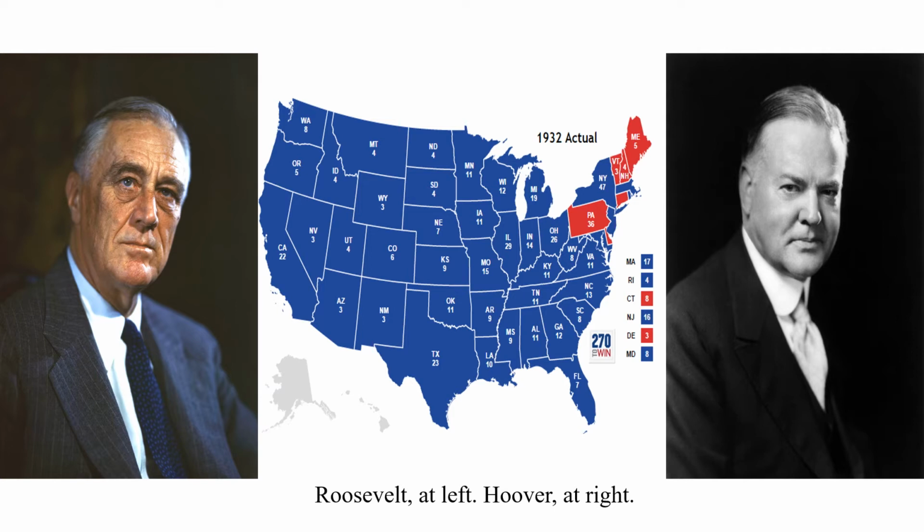FDR was also physically disabled, having lost the use of his legs, most likely due to polio. Roosevelt and his assistants worked hard to conceal his disability from the American public, and FDR exercised and trained his upper body so that he could stand on his paralyzed legs. In spite of this, Roosevelt soundly defeated Hoover, winning every state except for Pennsylvania, Delaware, Rhode Island, New Hampshire, Vermont, and Maine, with 57.4% of the popular vote.